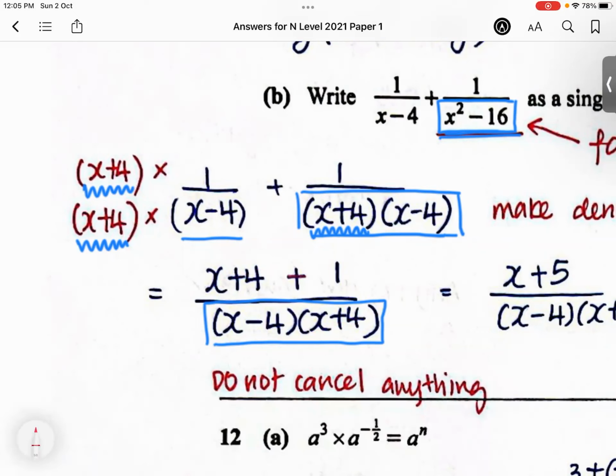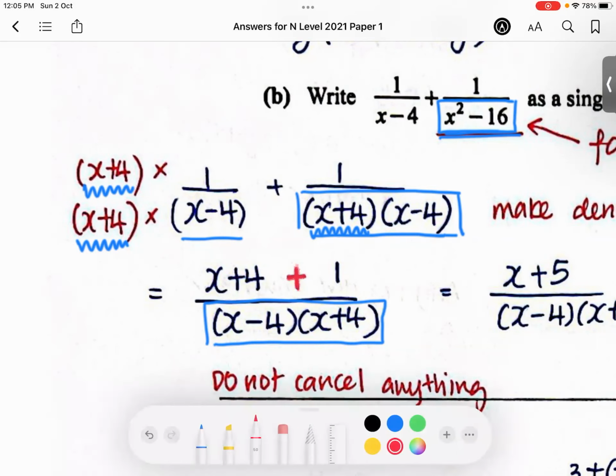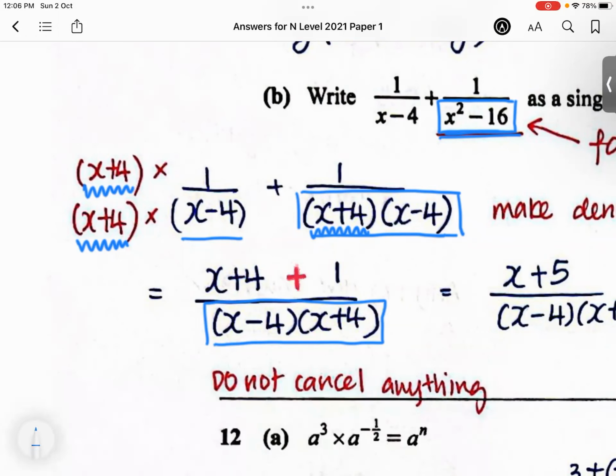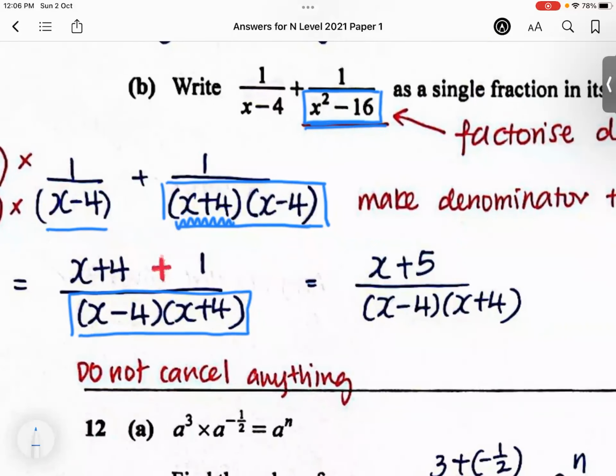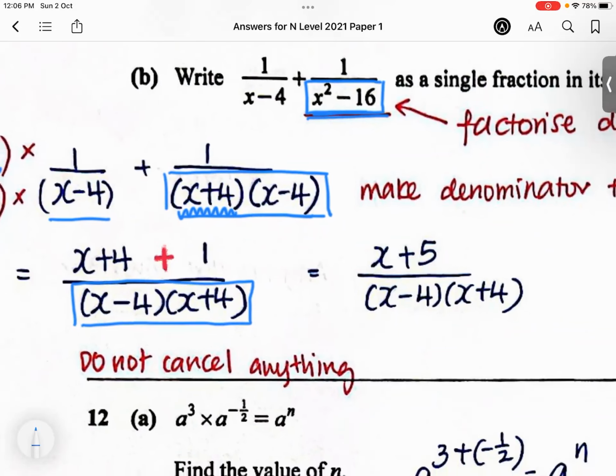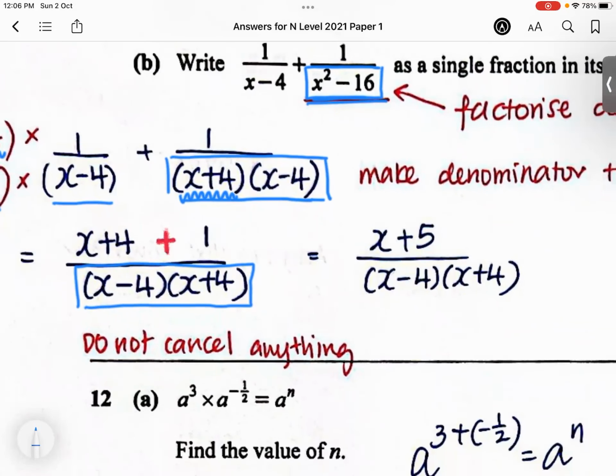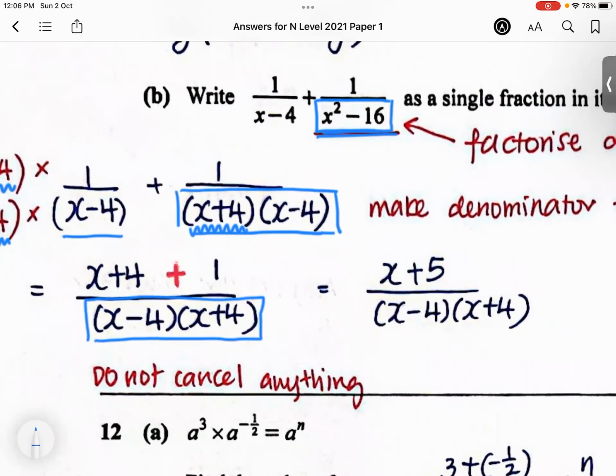Why? Because this one over here is a plus sign. Okay, it's not something multiplied with something. It's not in factor form. So in this case, this is an addition sign, plus or minus something. You cannot anyhow cancel anything from top and bottom. So simplifying this, we have x plus 5 over x minus 4, x plus 4. Okay, so please make sure you know how to do this kind of question. This is one of the more popular questions that can come up.